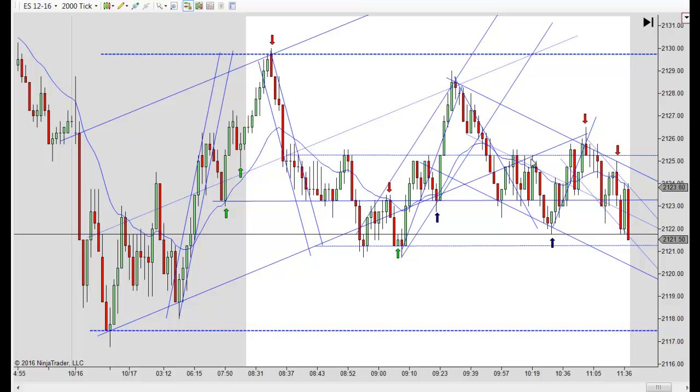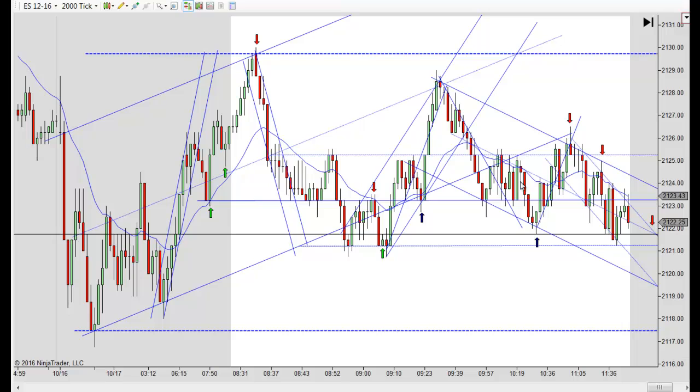And then you get a double test here, but again, look at it, you're just going sideways, and the support's holding and the resistance holding, so there's no way to get in there until finally you get a failed break lower.